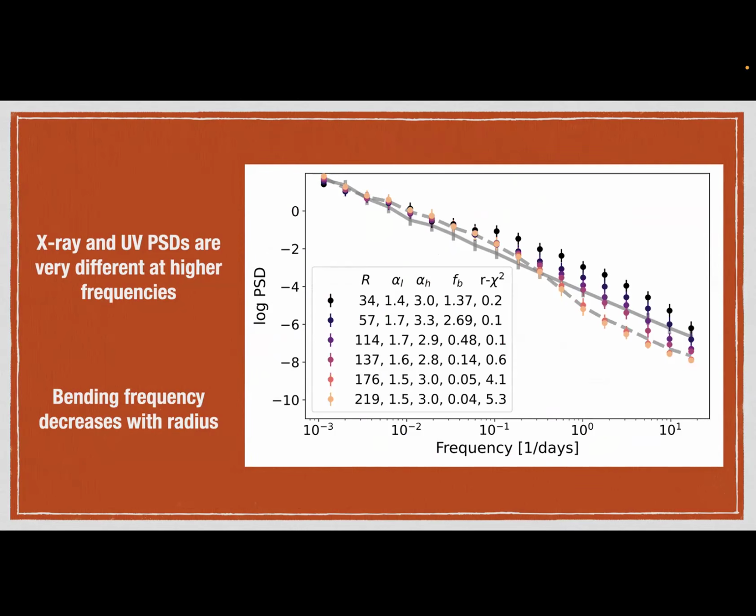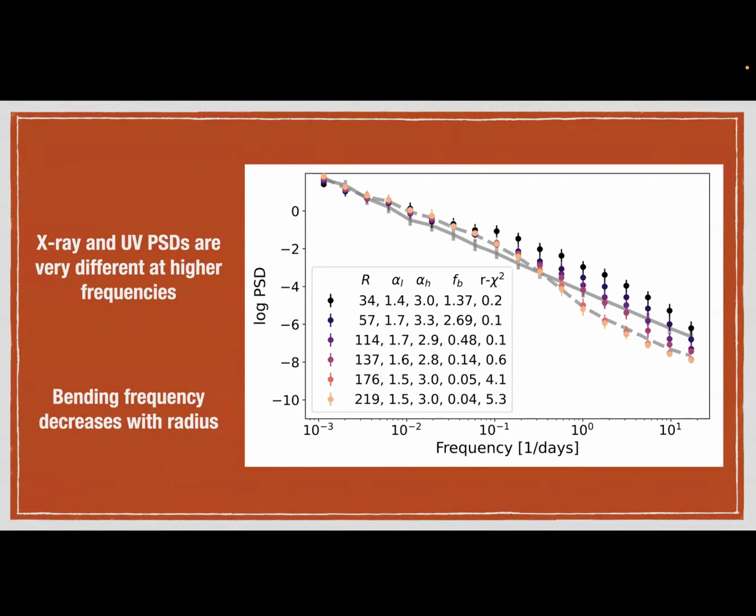And the big reason for this is because they have this bending timescale. So we fit a bending power law to all the different PSDs, and you can see in the legend our best fits for the different PSDs. And we very often fit these bending power laws to AGN light curves. And the bending timescale has been thought to maybe represent the thermal timescale of the disk.